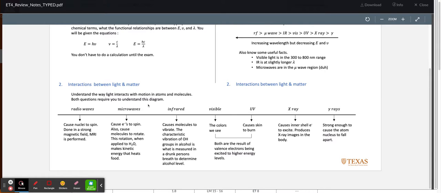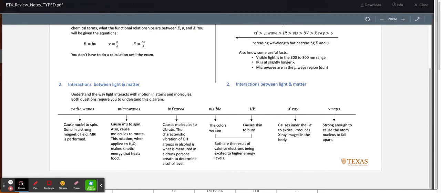Then knowing what happens at each of these stages, the way that these different kinds of light interact with atoms and molecules is important. So I would take note of which one of these interacts with the nucleus. This is talking about the inner shell electron, but not really the nucleus. Whereas when you get to gamma, it's strong enough to cause the atom's nucleus to fall apart. UV causes skin to burn. This is where you get sunburns from, UV radiation.